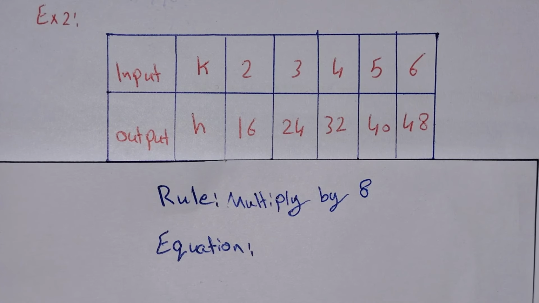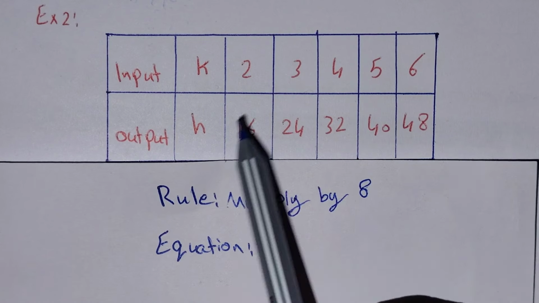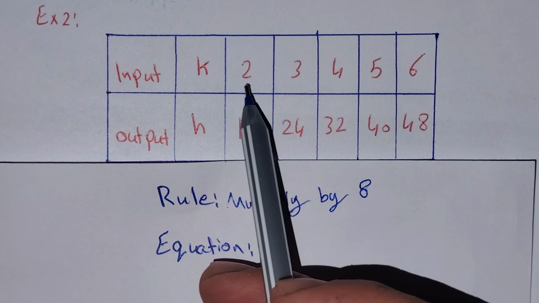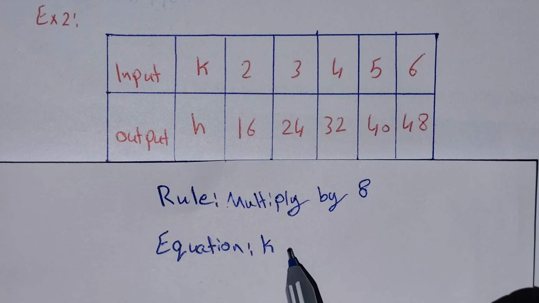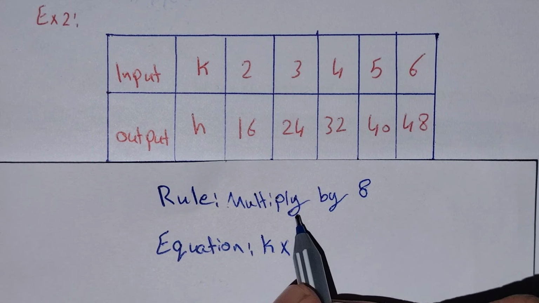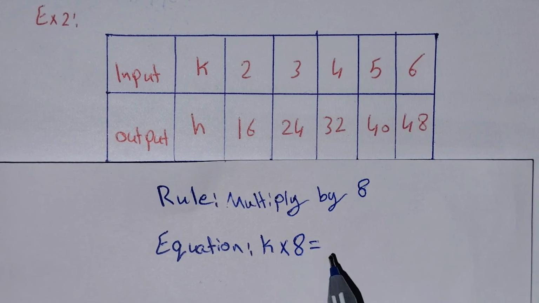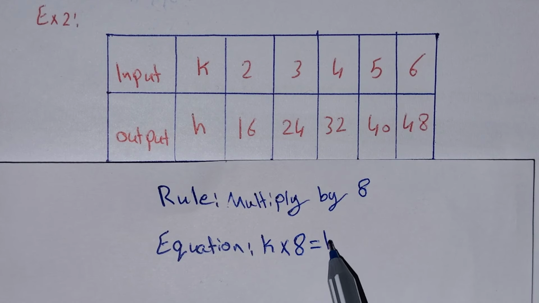Now, instead of writing the numbers, we're gonna use the variables. Instead of saying 2 times 8 is equal to 16, I'm gonna use the variable which is k times, since the rule says multiply by 8, so we say k times 8, which is equal to the output, and the variable is h.